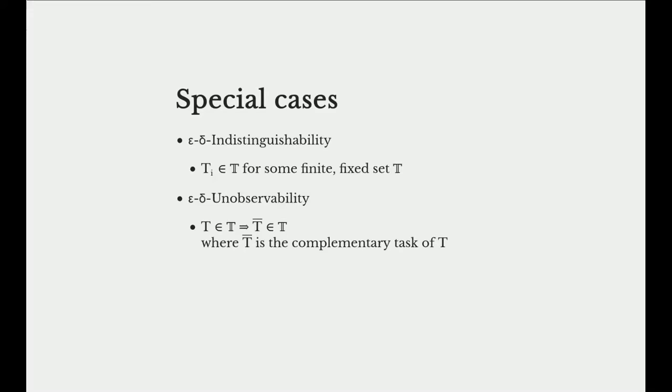This basically means that if a system offers unobservability or epsilon-delta unobservability for a set of tasks, then these tasks or these interactions given by those tasks can only be inferred by the attacker with a limited probability or with a limited confidence, limited by the values epsilon and delta.